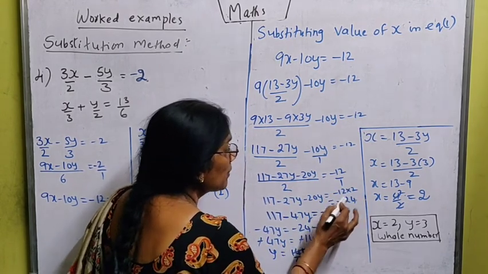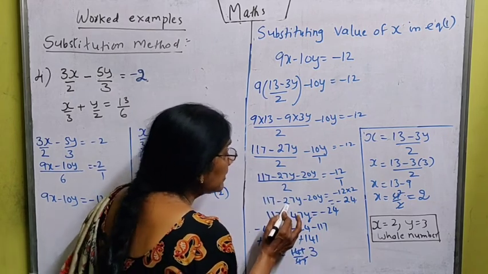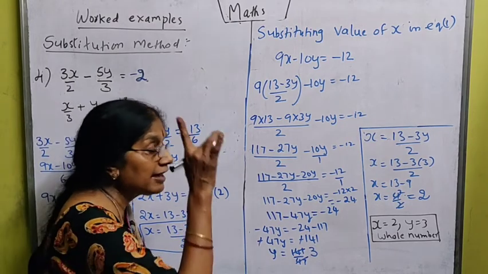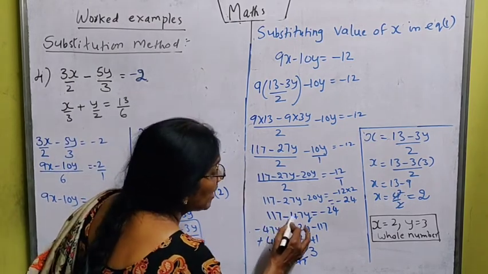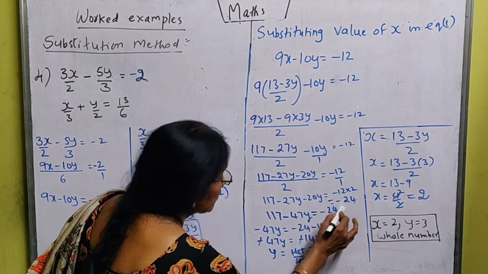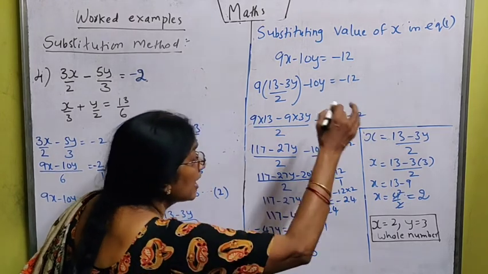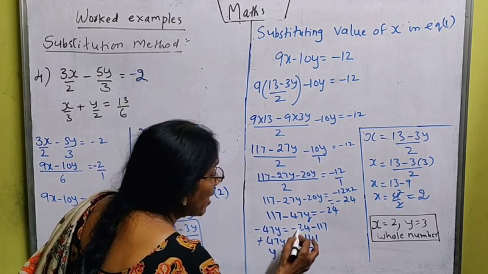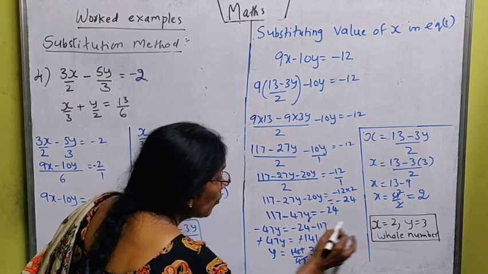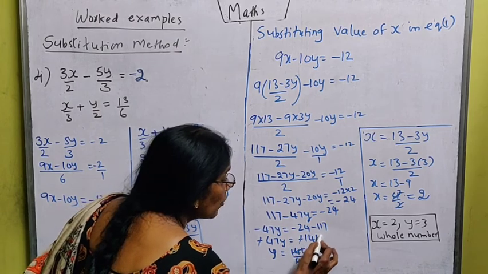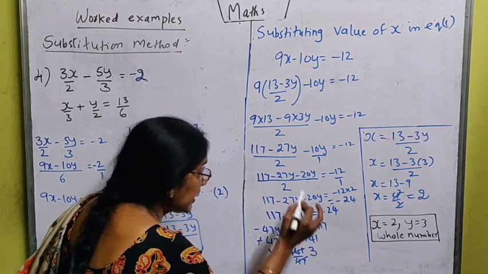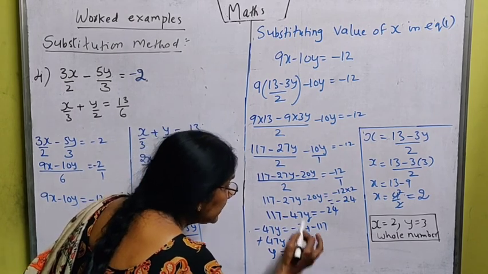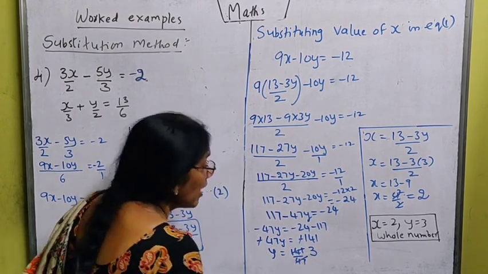Minus 12 into 2 is what? Minus 24. Here minus 27y and minus 20y are given. Two negative numbers, add and keep the negative sign. So 117 minus 47y is equal to minus 24. 117 I take on the other side. Plus will become minus. So minus 47y is equal to minus 24 minus 117. Both if you add, you will get minus 141. Minus sign on both sides can cancel. So y is equal to 141 by 47. 47 3s are 141. So you got y is equal to 3.